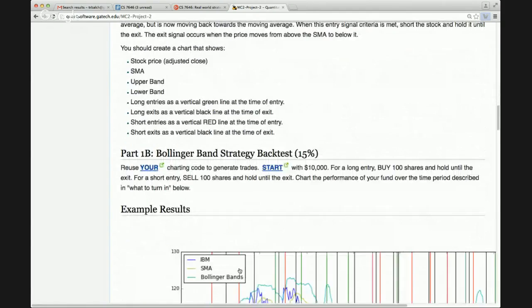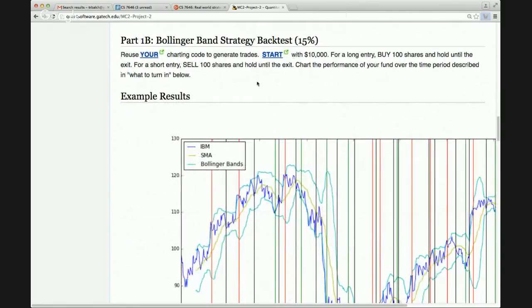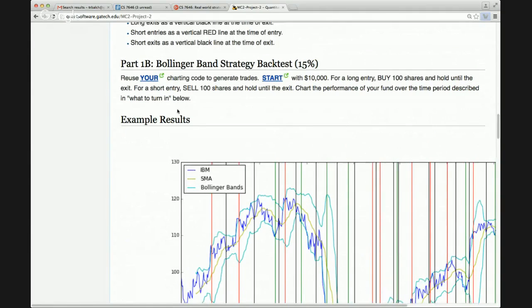Now, once you have written the code to create this chart, it's trivial to go from there to generating orders. So you should modify your code such that now, instead of drawing these vertical lines, you issue orders into an orders file. You start with $10,000 at the beginning of that time period. Whenever there's a long entry, buy 100 shares of IBM. You only hold one position at a time. You hold it until the exit arrives, and then you sell the 100 shares. So at any one time, you're either long 100 shares or short 100 shares or just in cash.